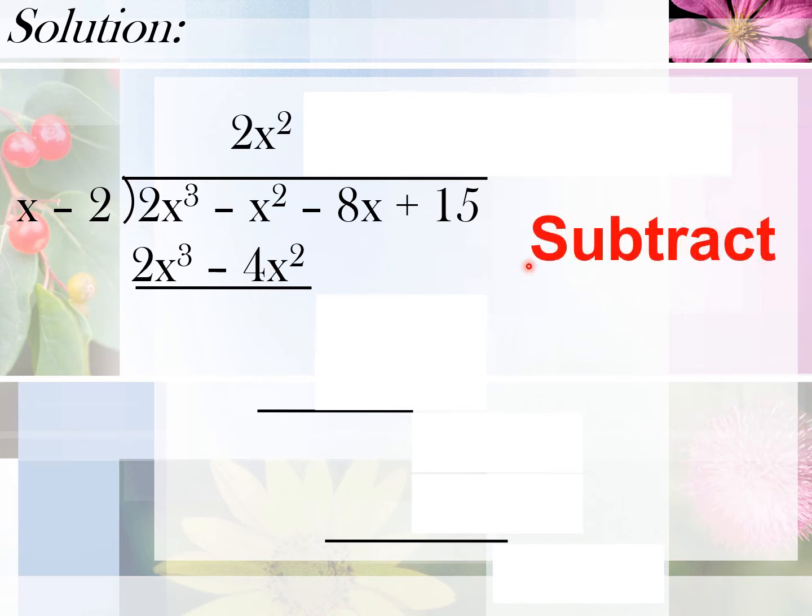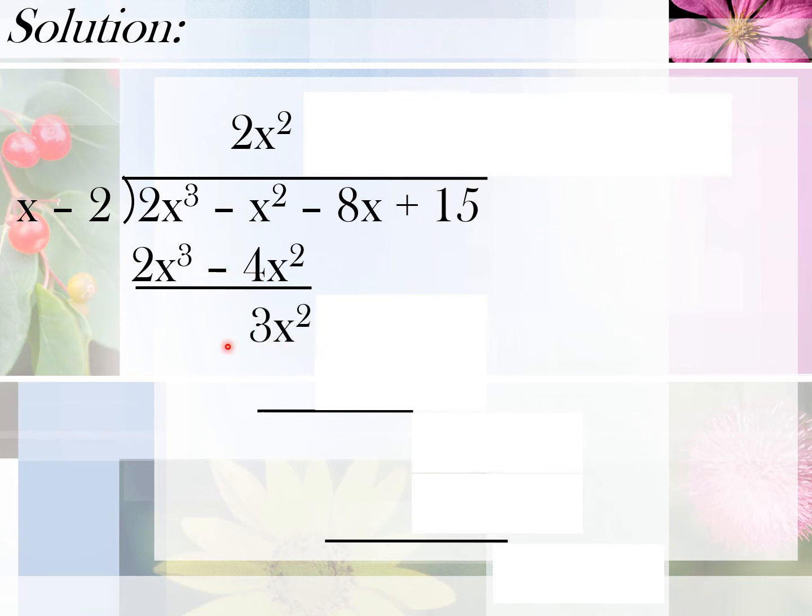The next process natin is subtraction. I-subtract natin 'etong 2x cubed minus x squared tsaka 2x cubed minus 4x squared. So again, sa pag-subtract, kailangan nating palitan yung sign ng ating subtrahend. Tapos magiging addition na yung process natin. So 'etong negative 2x cubed sa baba, magiging negative, and then dito din, ito ay magiging positive. So 2x cubed plus negative 2x cubed, magiging 0 na yon. And then, negative x squared plus positive 4x squared dahil mapapalitan yung sign nito, that is equal to 3x squared.